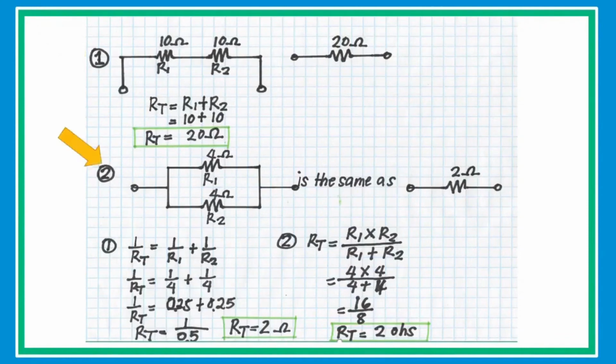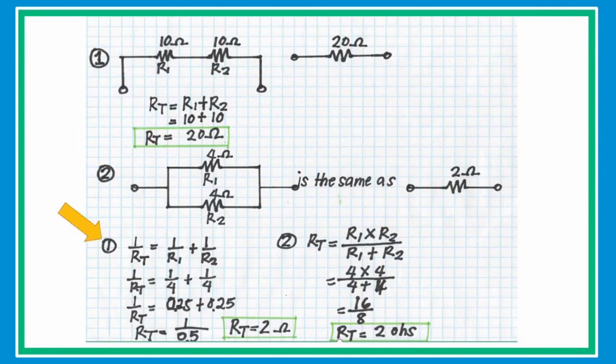In problem number 2, we have two resistors connected in parallel. What is the equivalent resistance? Let's say that R1 and R2 are 4 ohms. Whenever you have two resistors connected in parallel, if they have the same value, the equivalent resistance is simply half of that value. So the equivalent resistance is 2.